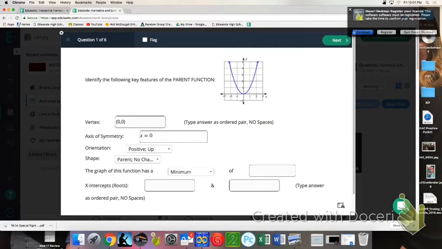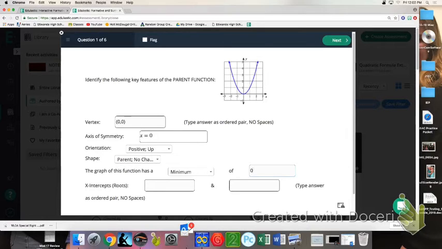Now, I want the y value, or how low it goes on my y-axis. So on my y-axis, how low does it go? 0. Okay? Not an ordered pair. The only times I'm going to type an ordered pair is up here where it says to, and down here, x-intercepts or roots, they are ordered pairs.